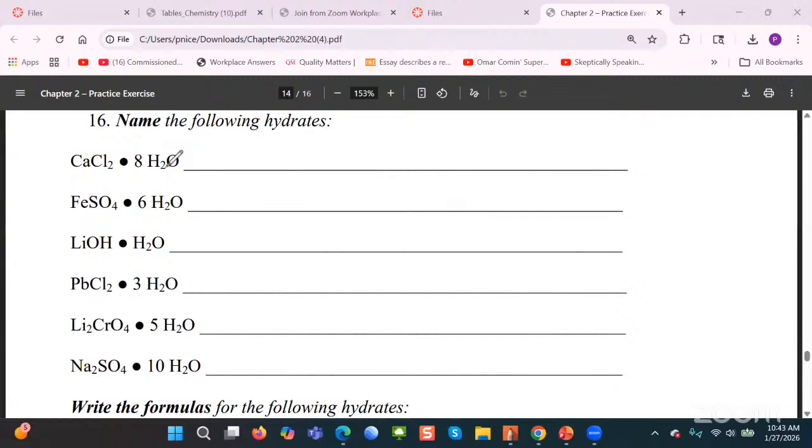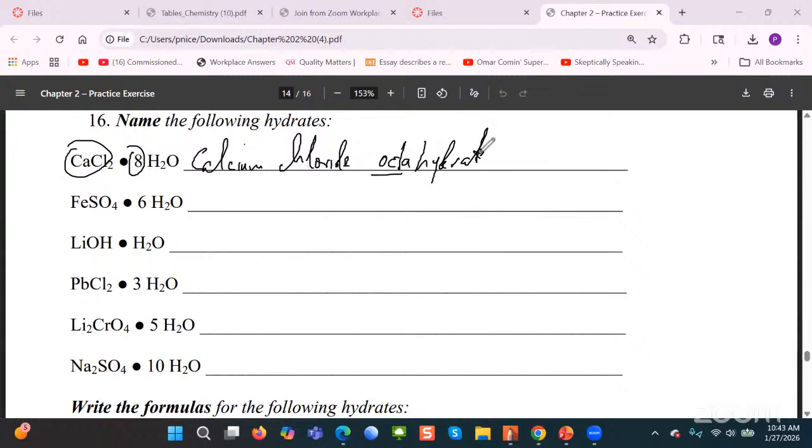We start off with the first part, which is the calcium chloride, calcium chloride, right? So that takes care of this part here. And then the way we indicate the number of water molecules is that we indicate using a prefix here. So this would be octahydrate. All right. Octa means 8, and hydrate, of course, means water, right? So the full name of this compound is calcium chloride octahydrate.